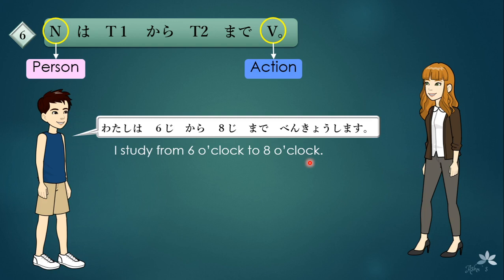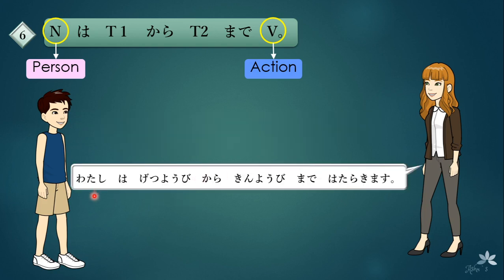Okay, friends, let's look into another example. She's saying, 私は月曜日から金曜日まで働きます。Yes, here T1 is 月曜日 and T2 is 金曜日. Not only the time, here you can also use words related to time: days of the week, even weeks or months or years, something that is related to time. So she is saying here that I work from Monday to Friday.